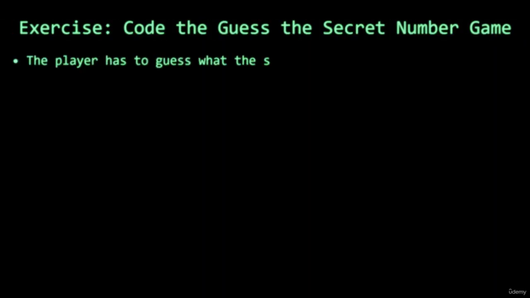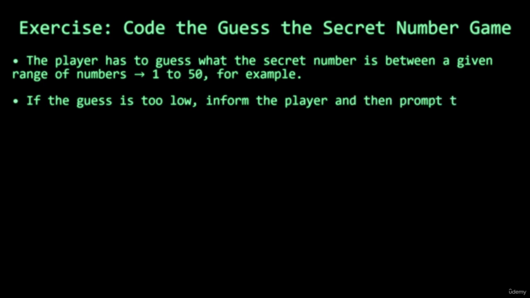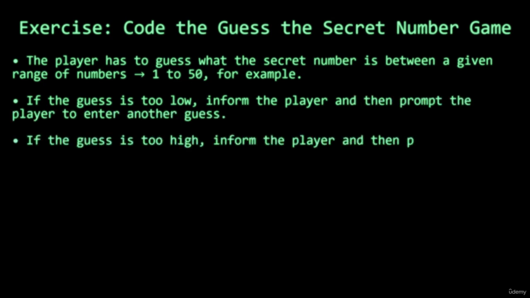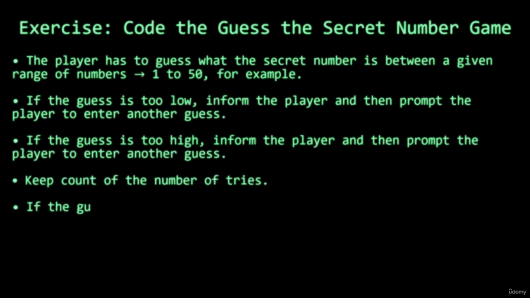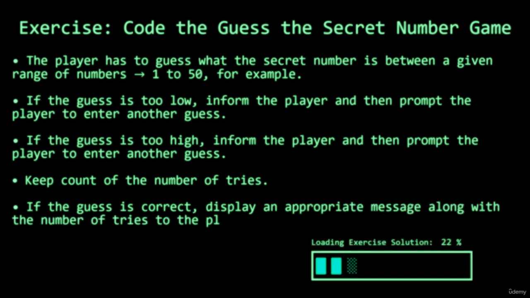Alright, so this is the game that I want you to try and build as an exercise. You have to guess between 2 values, so 1 and 50 for example. And then again your output can be however you want, but this is my example. If you guess incorrectly, it has to display either it's too low or too high. And if you guess correctly, then it has to specify that and how many tries it took for you to guess the number correctly. Go ahead, try and build this game, and when we come back I'll show you my solution.